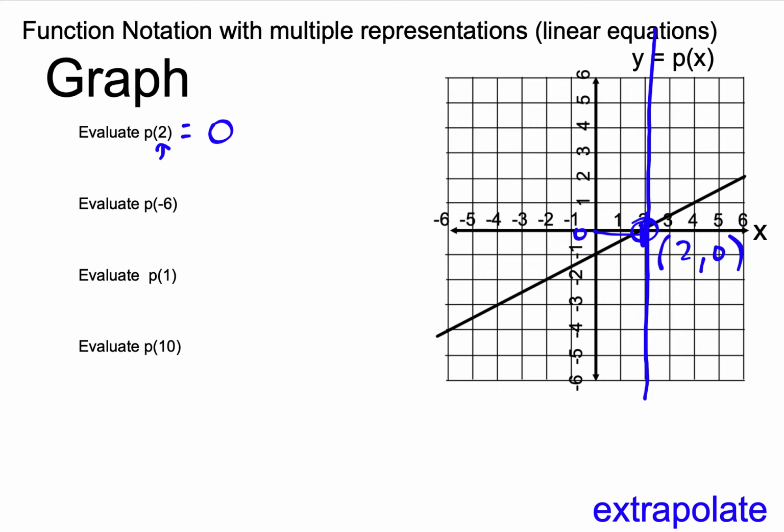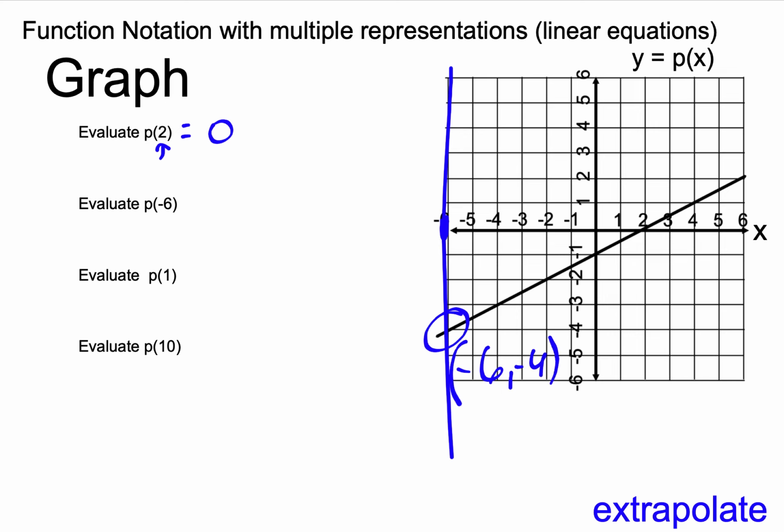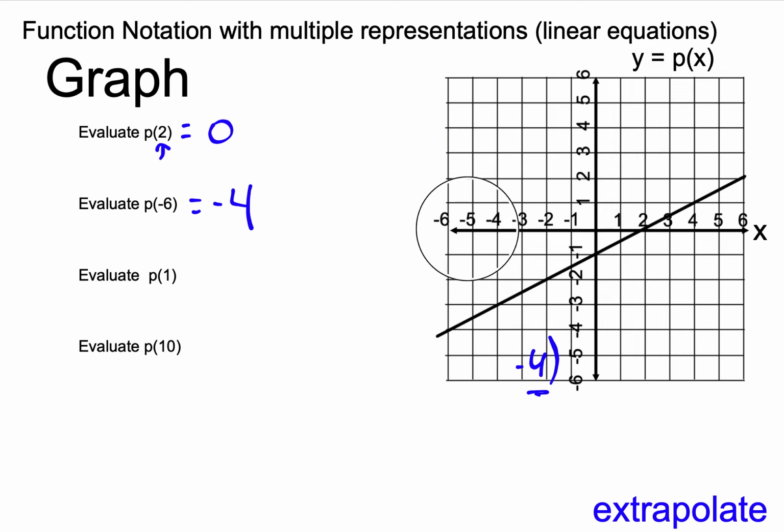P of negative 6. Okay, we want to go to negative 6 on the x-axis and ask what the function is doing at negative 6. It is right down here. That is negative 6, negative 4 is the point. So input negative 6, output negative 4. What we do is we take the input value, and that's our x. We go along the x-axis. We go out to our function and then find out what its y value, its output value, is.